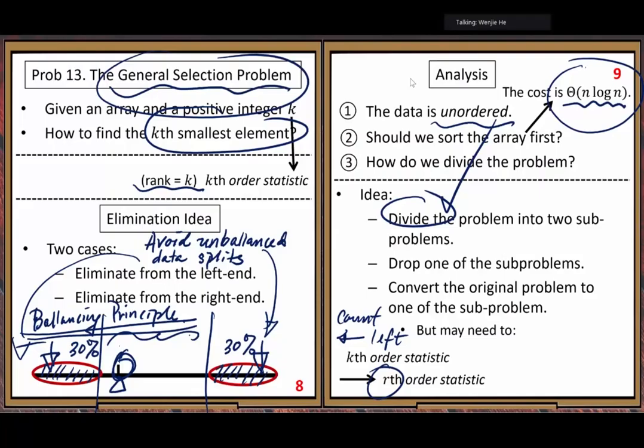So in that way, we can avoid very unbalanced data splits. That idea. Now, how to make that happen? So how to make this idea happen? We need to do a lot of work. So I delay that work a little bit, because we need to do a lot of preparation. We need to do some relatively simple work before we can do this complicated work.